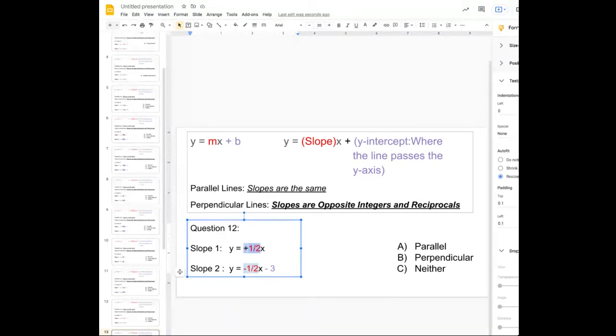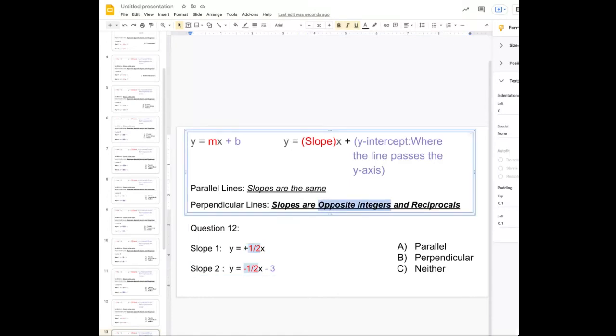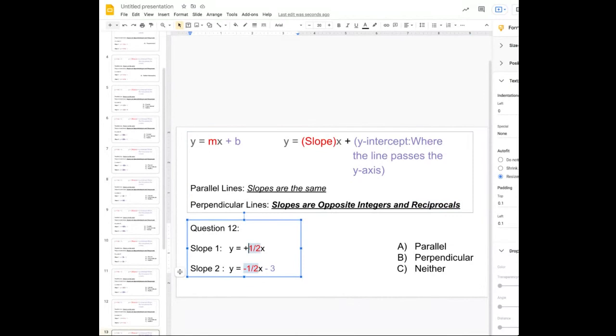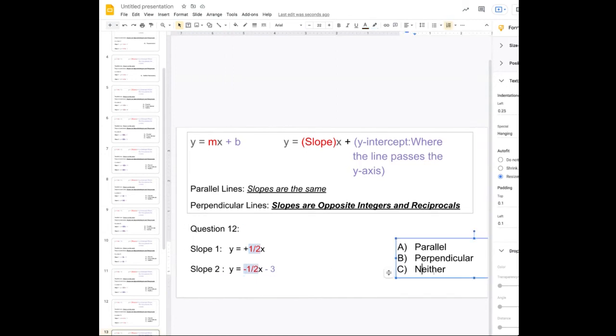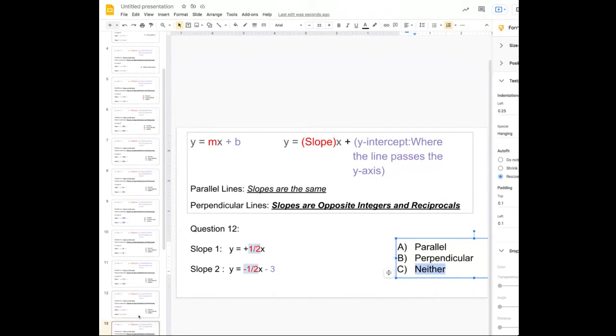Here, it might look like they have the same number, but once again, integers play a big difference. Here, they are not perpendicular. Why aren't they perpendicular? Because although they have opposite integers, they are not reciprocals of each other, right? You have to have both to be perpendicular. Here, the reciprocal for 1/2 is 2/1, or just 2, right? So here, they're not reciprocals. They are neither. The answer is neither. Okay.